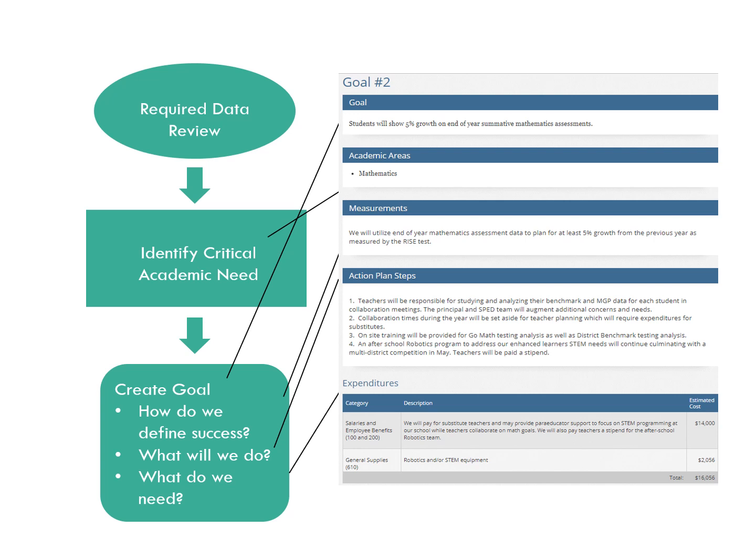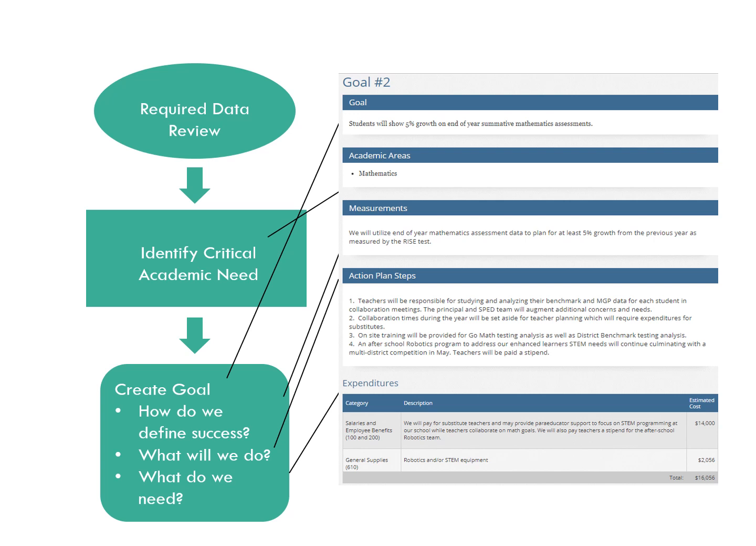Let's take a look at this school. After completing the required data review, they identified a critical academic need in mathematics and decided that their goal would be that students would show 5% growth on the end-of-year summative mathematics assessment. Because they've identified the assessment in their goal, they know what to use as their academic measurement.